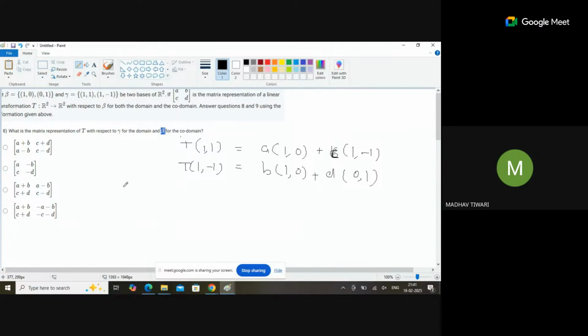Okay, that's wrong. I think I have, this is not given. The given thing is this: transformation of (1, 0) is equal to A times (1, 1) plus C times (1, -1). Okay, yeah. And transformation of (0, 1) is given as B times (1, 1) plus D times (1, -1). So what did I get?